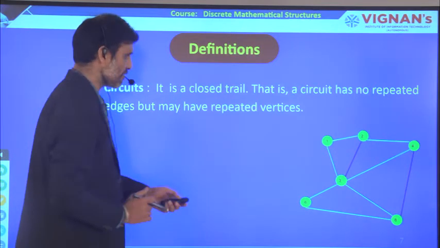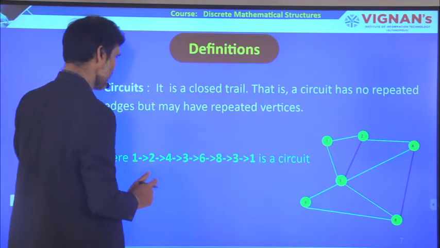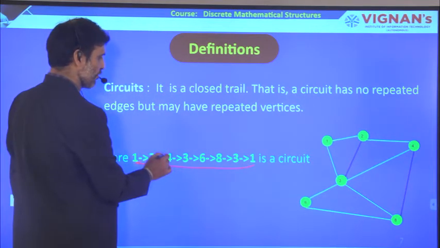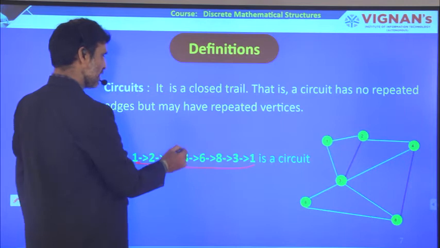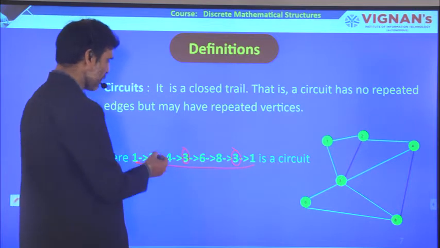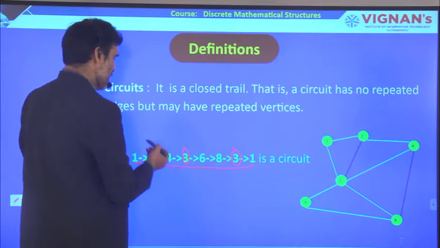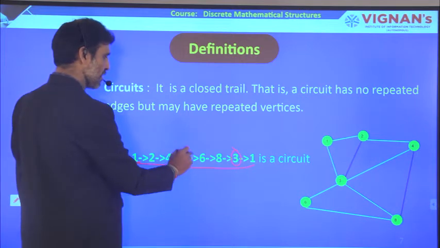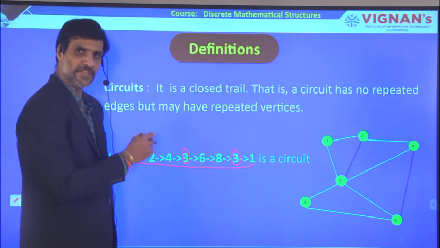Now let us come to this particular graph. This is the given circuit here. If you observe, 1 to 2, 2 to 4, 4 to 3, 3 to 6, 6 to 8, 8 to 3 and 1. Here 3 is repeated how many times? Two times. Similarly, you can repeat 4 or 6 or 8, whichever vertices you take. Vertices are repeated, but no edge is repeated here: 1 to 2, 2 to 4, 4 to 3, 3 to 6, 6 to 8, 8 to 3, 3 to 1. No edge is repeated, but vertices are repeated.